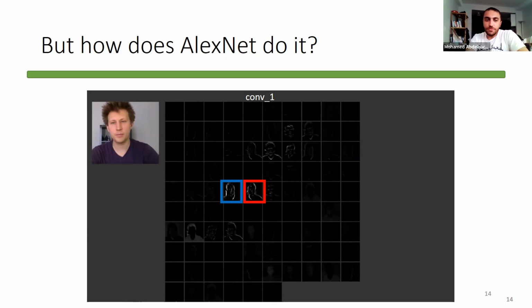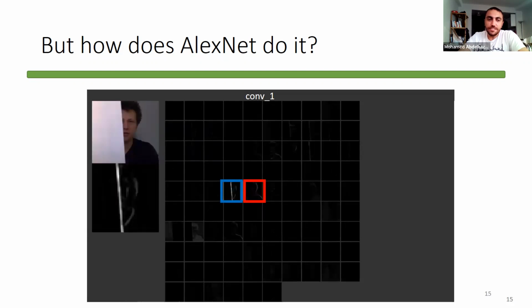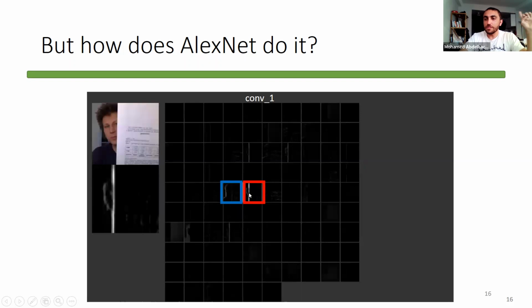If we test this further, he started holding a paper, and the paper goes from light, like white, to darker. You can see that the one circled in blue is picking up that edge, while the other one is not picking it up at all. On the other hand, if the paper is on the opposite side, going from dark to light, we find that the red box is the one that is picking it up.